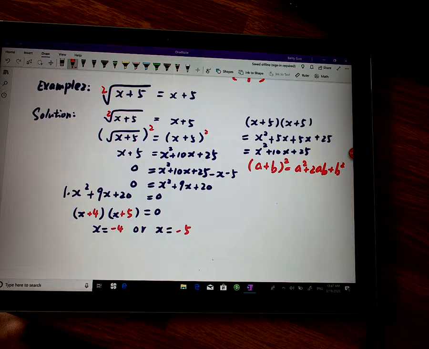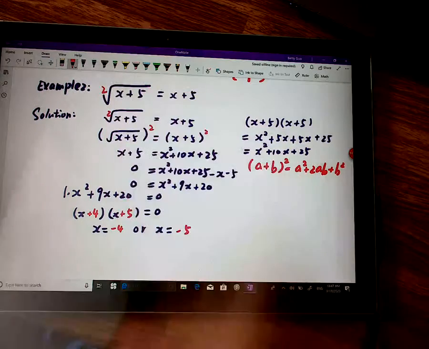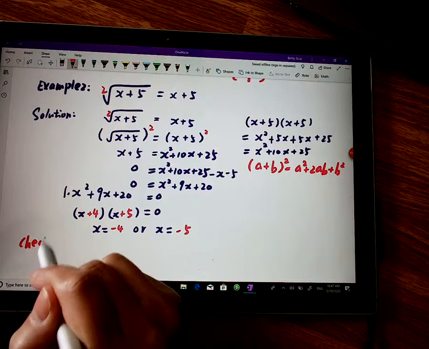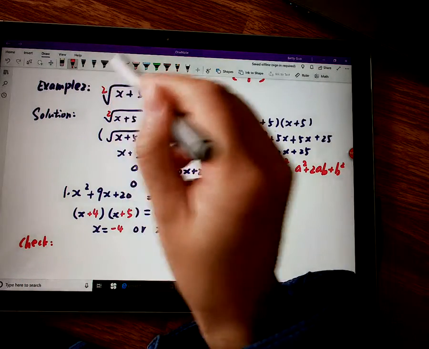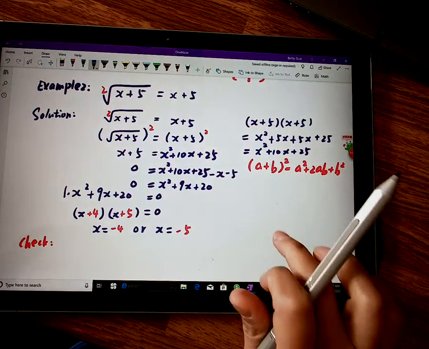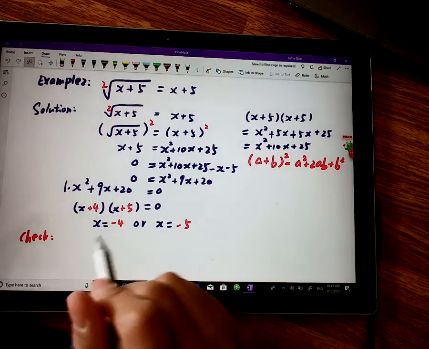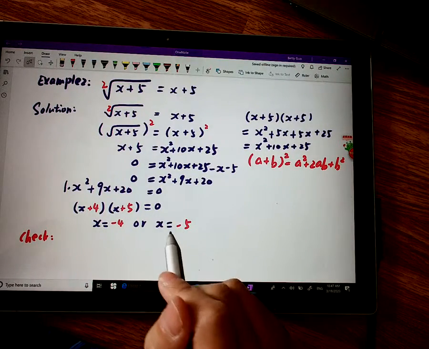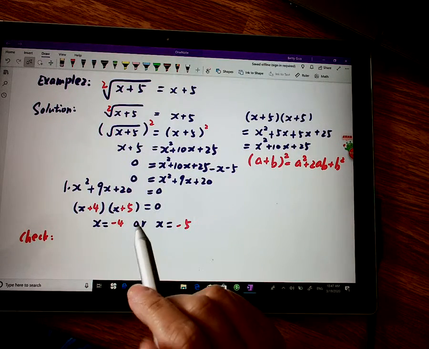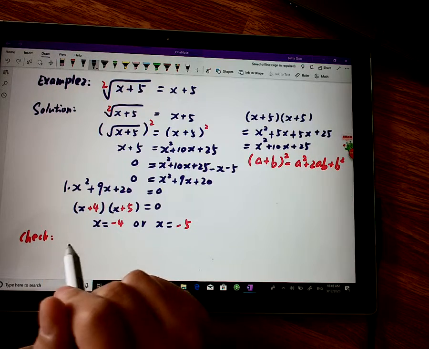If you look at the guideline, what does the guideline say? Do we need to check? Do we need to check the result? Yeah, we have to check, okay? The last step. We have to check. And we do have to plug the proposed solutions back into the original equation to see if they satisfy.